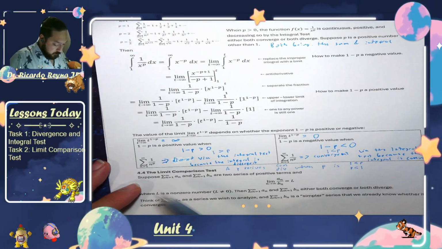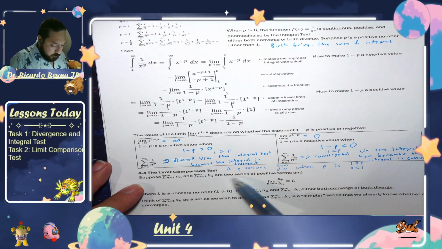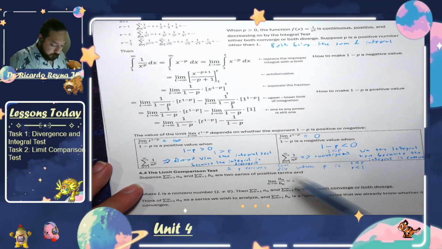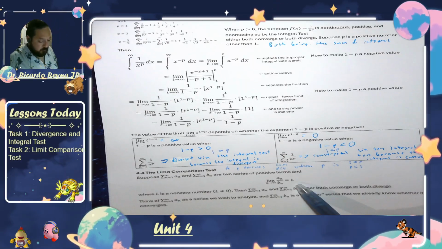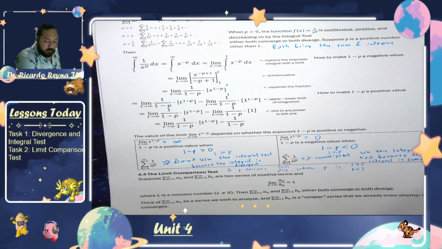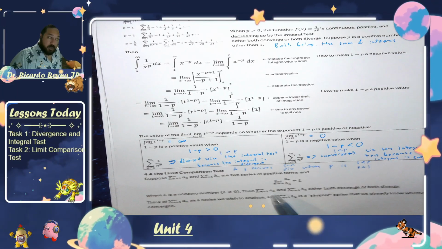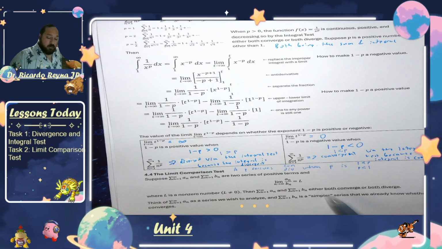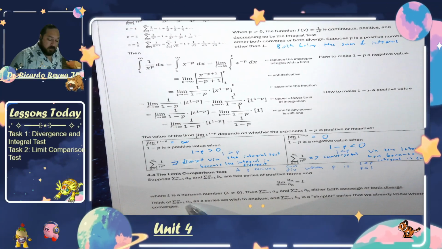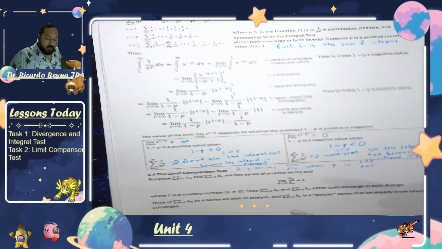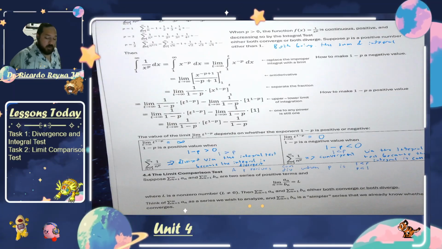The limit comparison test. Suppose the sum of this series and the sum of this series are two series of positive terms, and the quotient of the series equals some L, where L is a non-zero number. Then the sum of these series respectively either both converge or both diverge. So think of the sum of this series as a series you wish to analyze, and the sum of this series is a simpler series that we already know whether it converges.